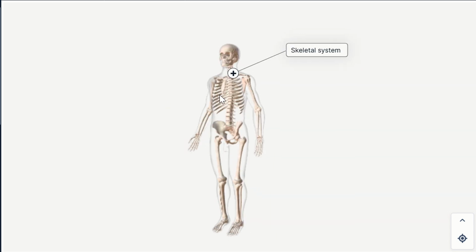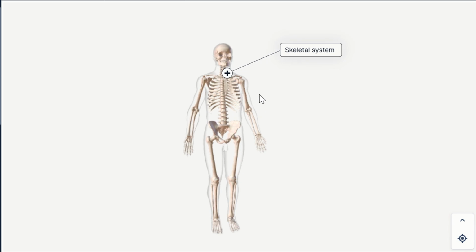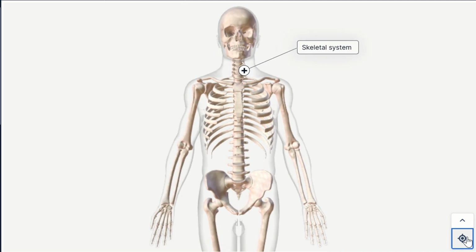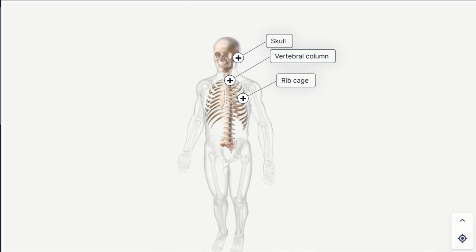So we have two categories of the skeleton, or we have two divisions. There are two divisions of the human skeleton. It is divided into the axial division and the appendicular division. Okay, so we are going to begin with the axial division or the axial skeleton.